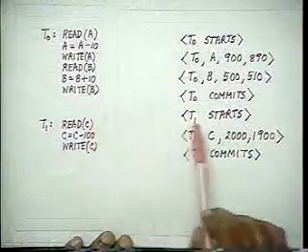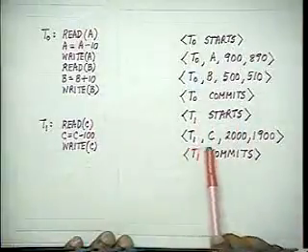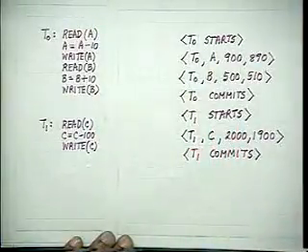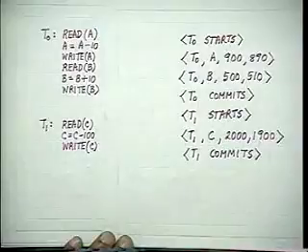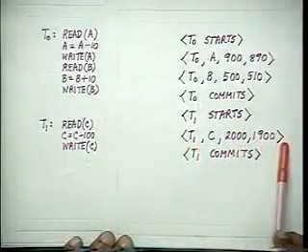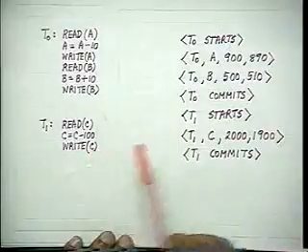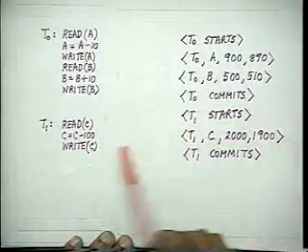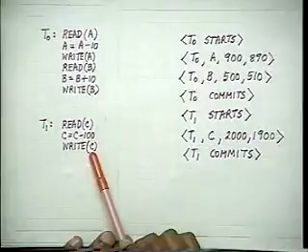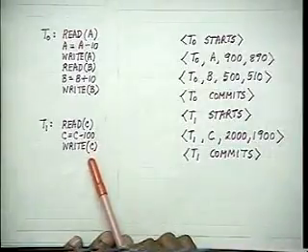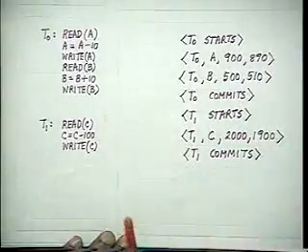Similarly for this one, first T1 starts, then T1 C 2000 1900, and then T1 commits. First T1 C 2000 1900 will be written into the log, and then the value of C will be written into the database on disk. After that the transaction will commit, and then the T1 commit log record will be written.